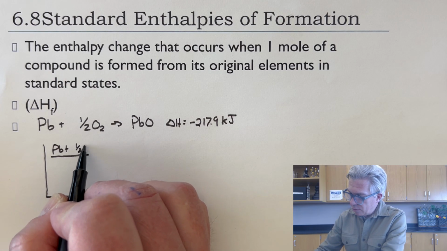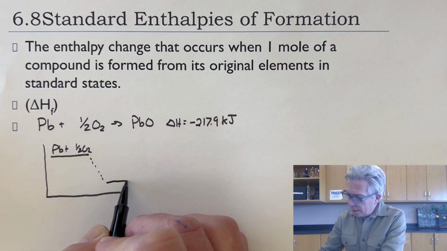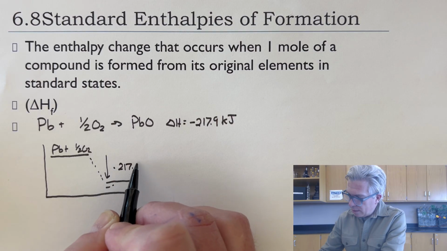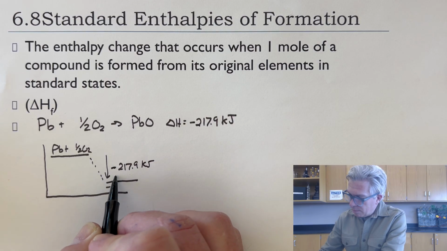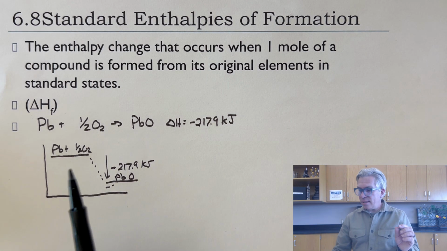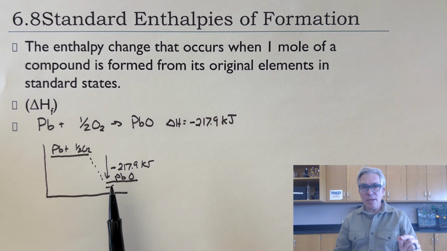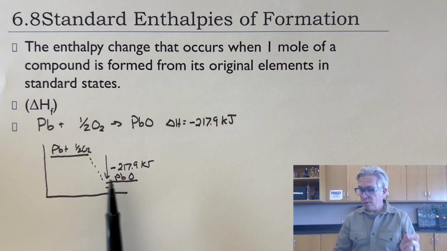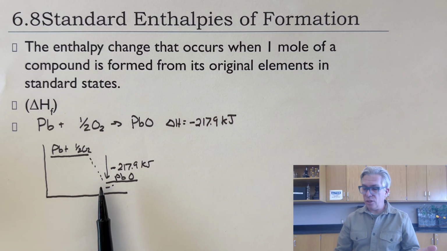Okay. And that's basically saying, okay, I'll make my energy diagram. Pb plus 1/2 O2. We're going to go down in the energy ladder, negative 217.9 kilojoules. And we're going to get PbO down there. So this is what is essentially the enthalpy that exists inside 1 mole of lead oxide. Okay, we formed it from its elements and we got that energy change in it.